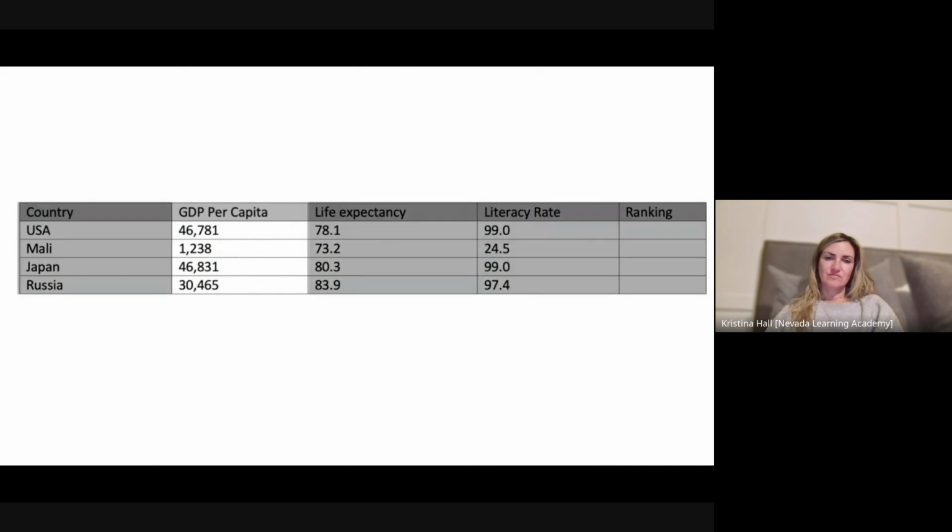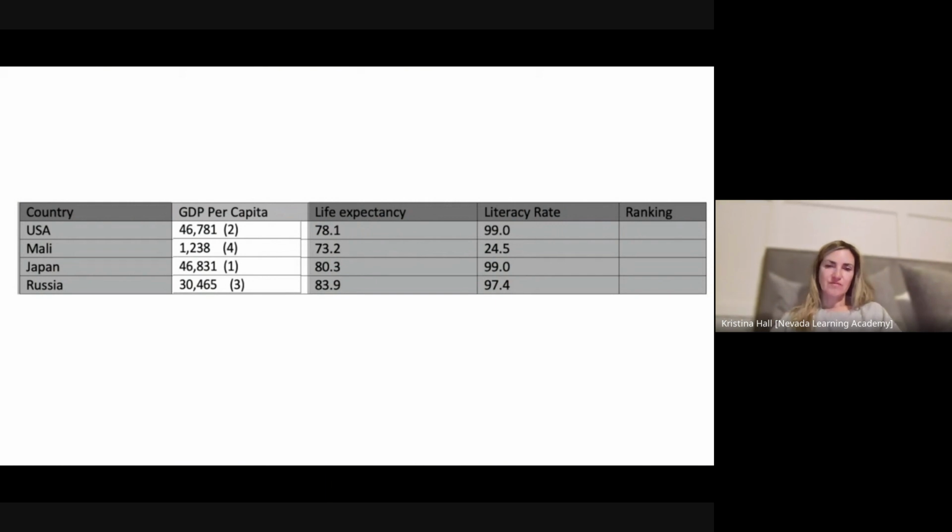You look at that category and try to find who has the highest. According to this, the country that has the highest is Japan. So next to that number, 46,831, you would put a 1. Then the second country that's closest is the United States. The third would be Russia. And finally, Mali would be in 4th place. Then you do the same thing for life expectancy: find the highest and then rank them from highest to lowest, going 1, 2, 3, 4, 5.